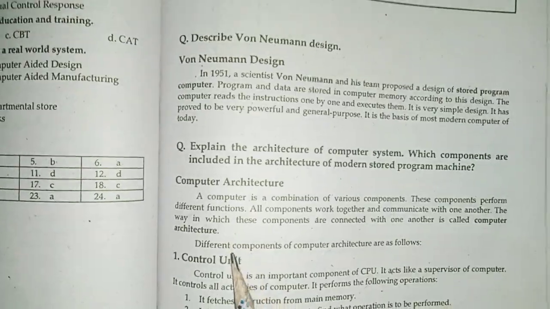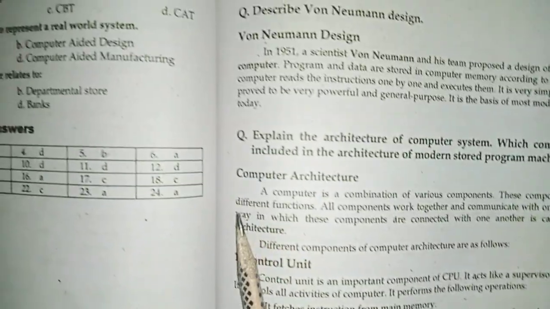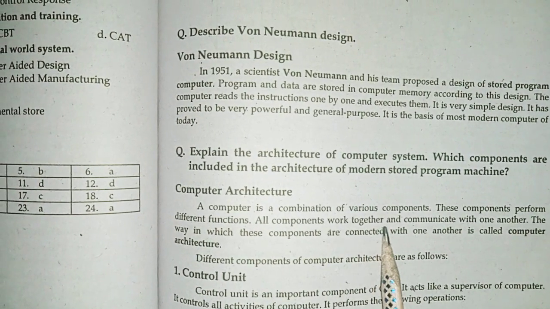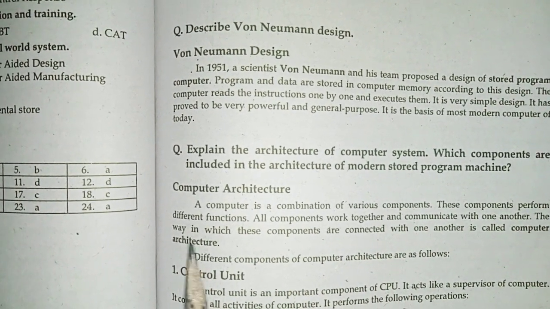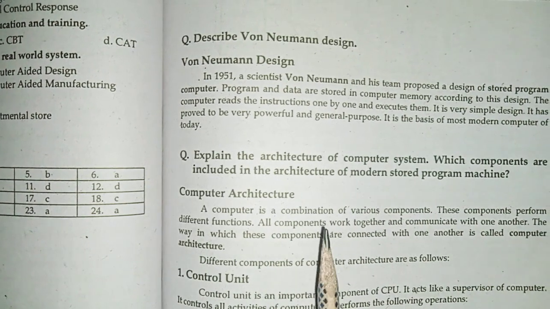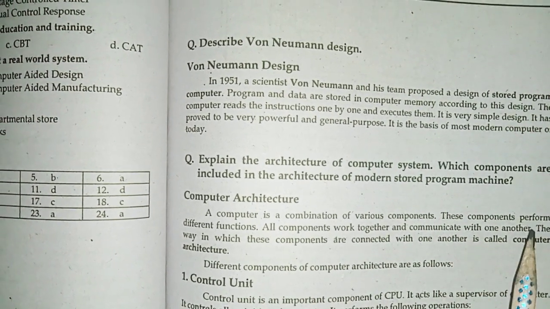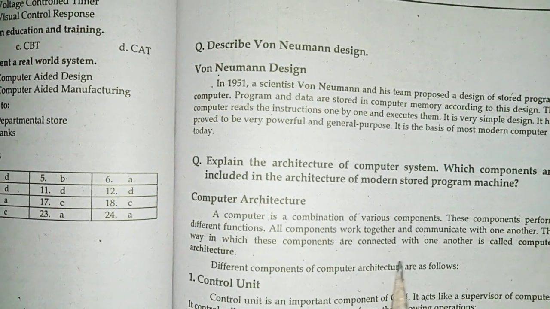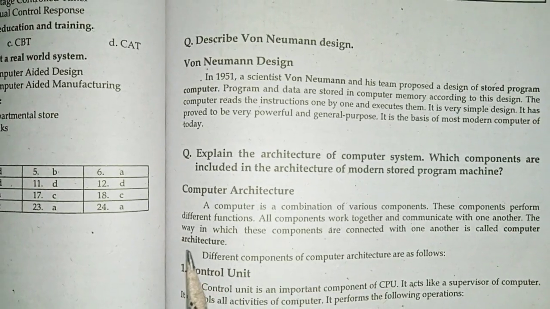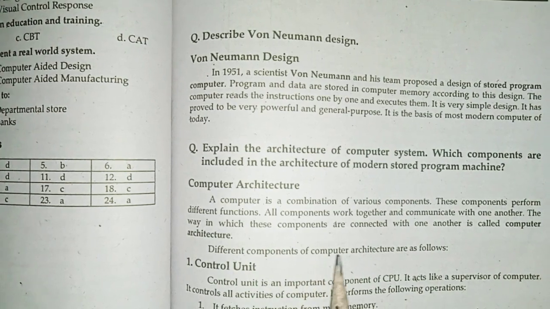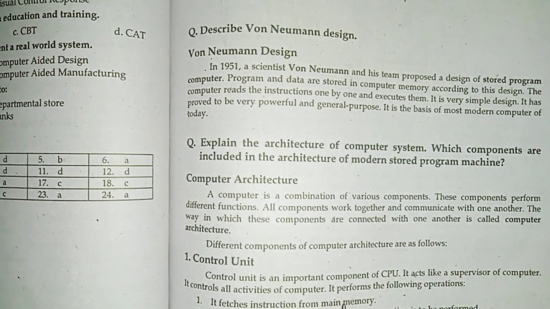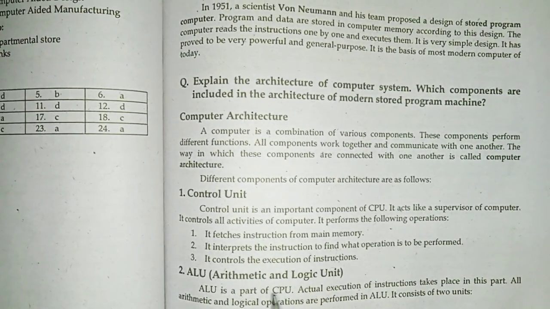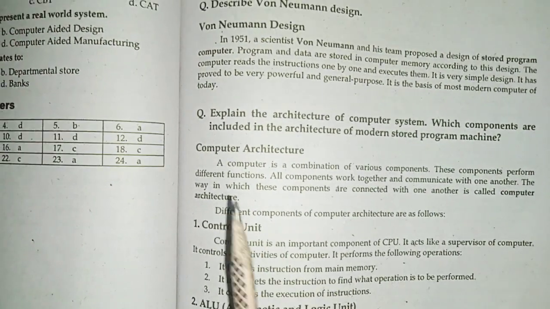And again, in this we will discuss the computer architecture. A computer is a combination of various components. These components perform different functions. All the components work together and communicate with one another, and the way in which these components are connected with one another is called the computer architecture. Different components of computer architecture are as follows. In this we will read the control unit and the ALU, the arithmetic and logical unit.